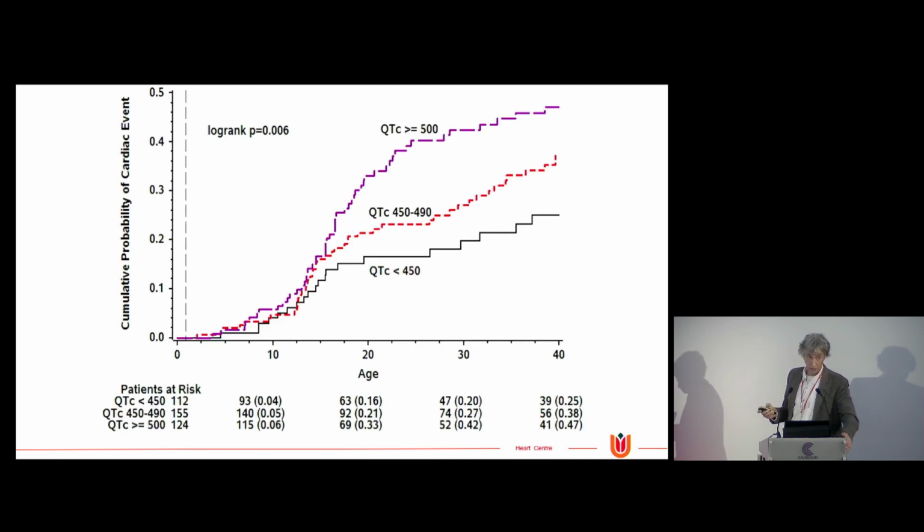And as in all the other long QT syndrome subtypes, the longer the QTc itself, the higher the risk of having symptoms. But also in the group with a normal QTc, and that is important, there still is an event rate of 20 to 25% by the age of 40.